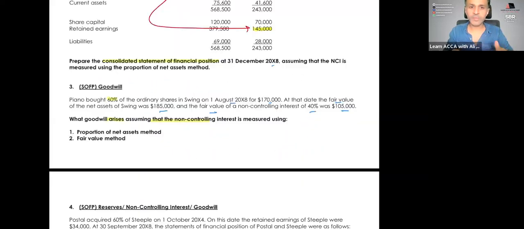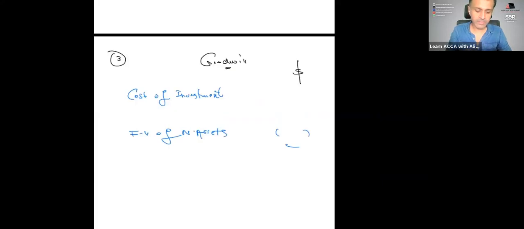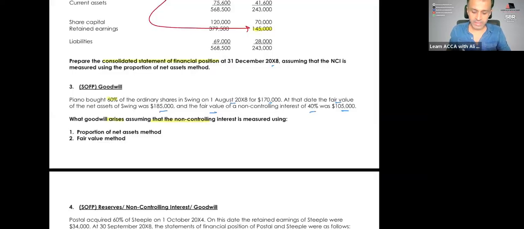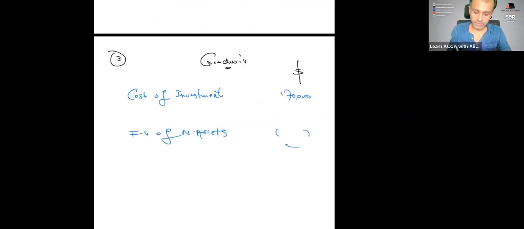Let's punch in these 2 figures. P bought the ordinary shares of S for 170,000. So as given, as taken. The value of the net assets, 185,000. Is that it? It would have ended here if the question did not have NCI. The question does have NCI.